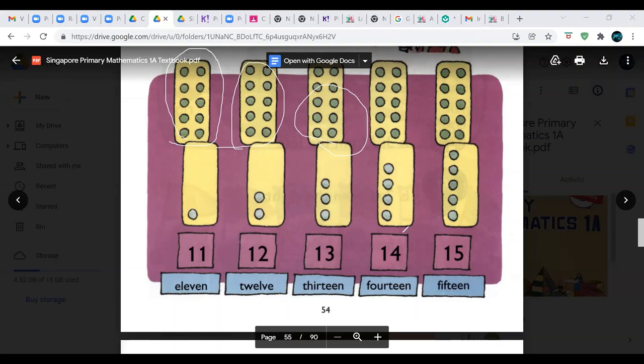And for 11, you have one more than 10. For 12, you have two more than 10. Then so on. So 13, 3, 14, 4, 15, 5. So you can kind of tell how many there are over here. If you look at the very right of the number, you can tell how many more than 10 there are.